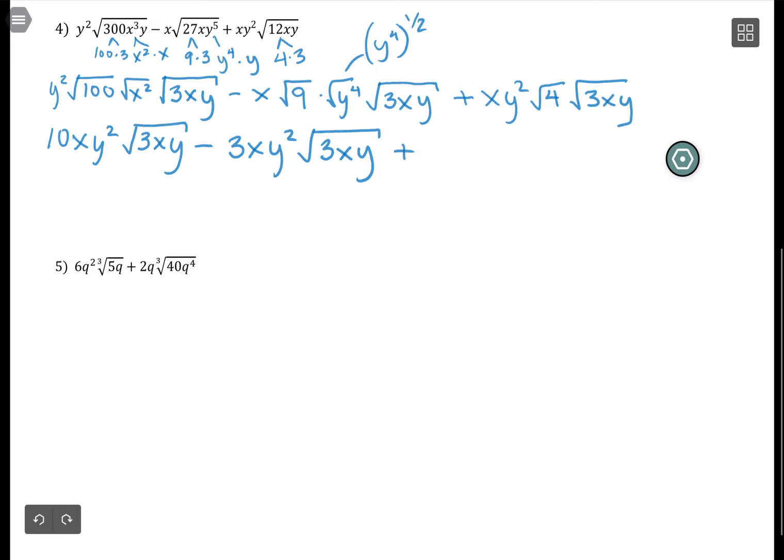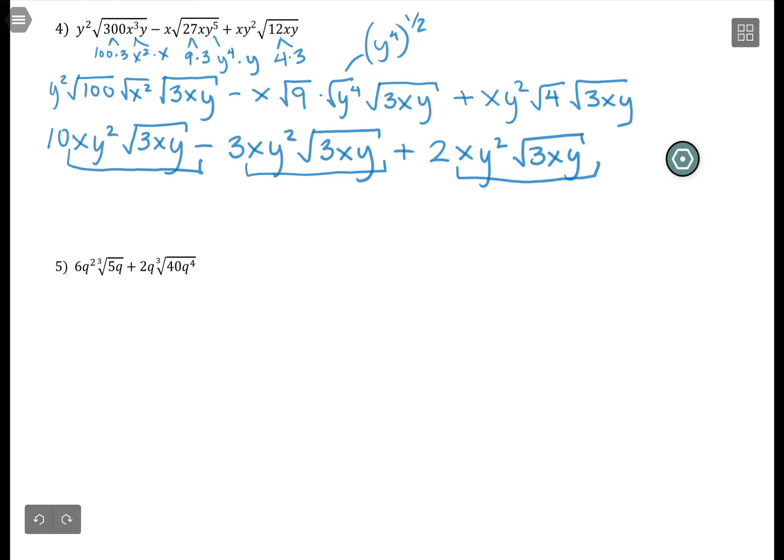Last one, the square root of 4 is 2. And I kind of deliberately am alphabetizing my variables just so that I don't accidentally trick myself and look at an xy and a yx and think they're different. They are not different. So I now have 10 of these xy squared root 3xy's, and I'm taking away 3 of these xy squared root 3xy's, and then I'm adding 2 xy squared root 3xy's. So 10 minus 3 is 7, add 2 back in, I end up with 9 xy squared square root 3xy's.